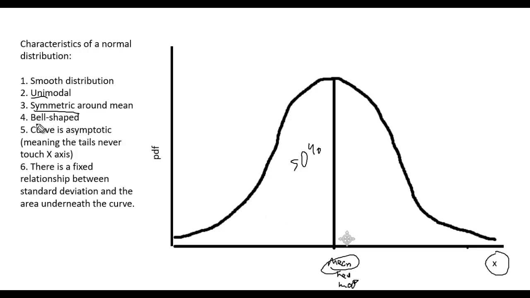We expect our distribution to be bell-shaped, as we see right here, and that the curve is asymptotic, meaning that technically speaking we make the assumption that as we move out into the tails on our variable, they actually continue getting closer and closer to the x-axis but never actually touching it. Also, there's a fixed relationship between the standard deviation and the area underneath the curve.